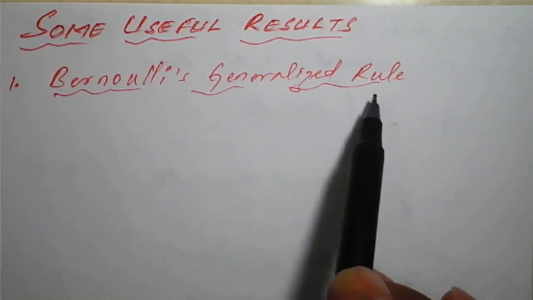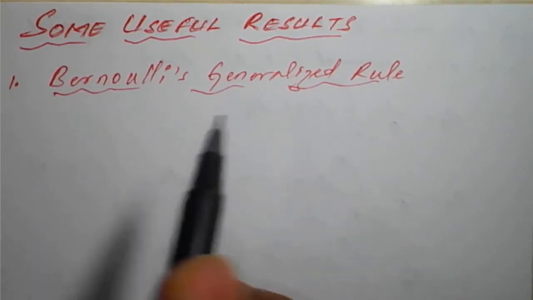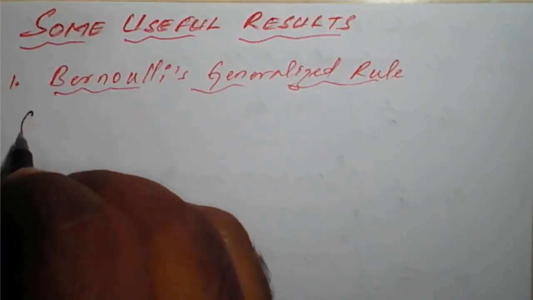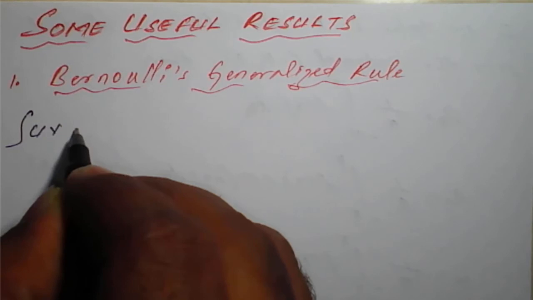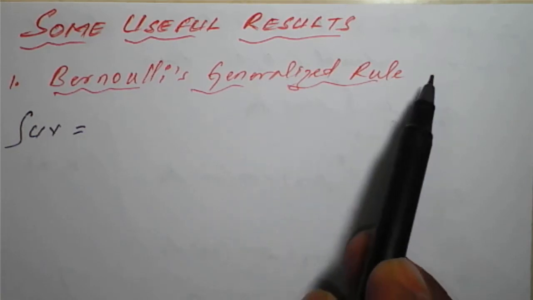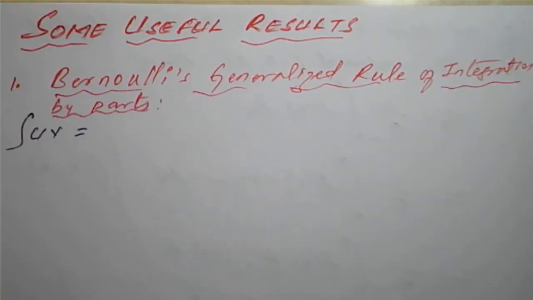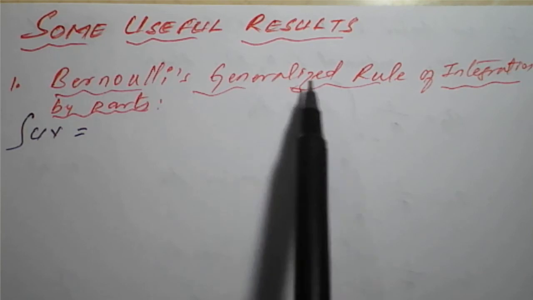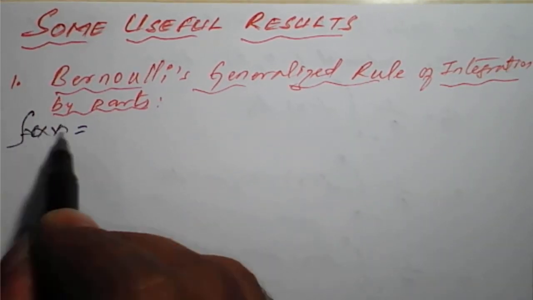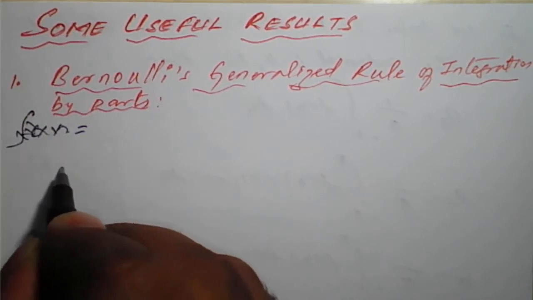So, first one, Bernoulli's generalized rule. Already you are familiar with this. So here, integration of uv. Bernoulli's generalized rule is given by what here? It is called Bernoulli's generalized rule of integration by parts. So integration of uv, I will write down here.